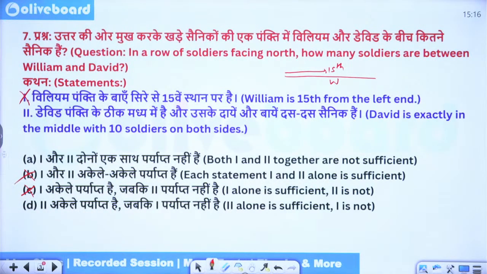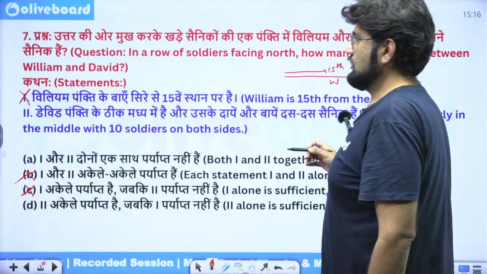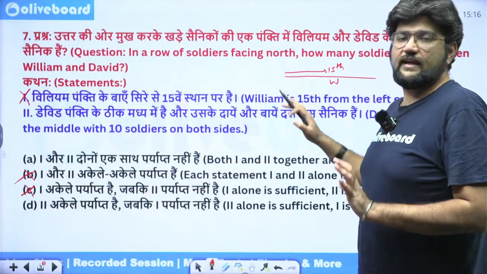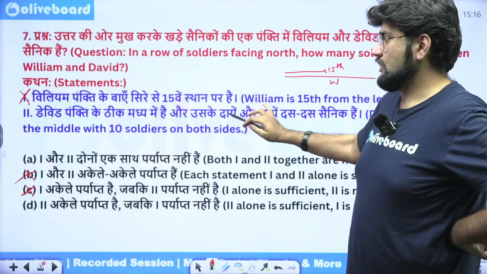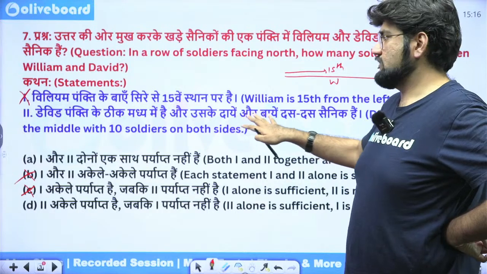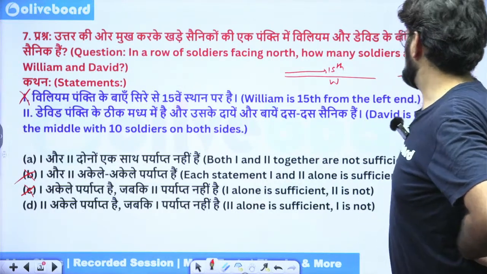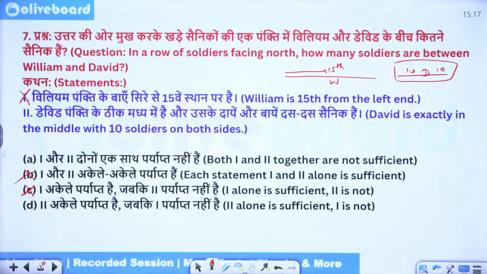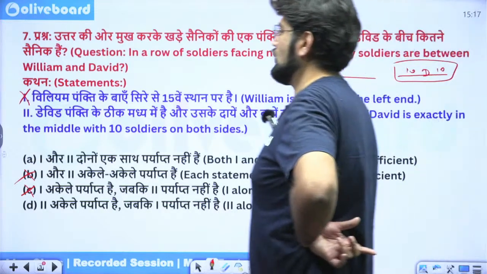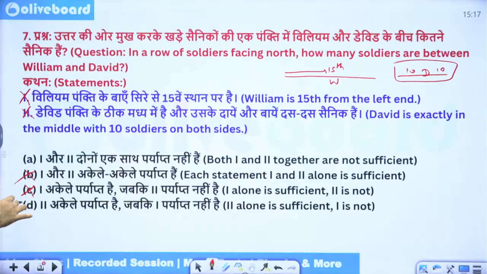So now check for 2. David is exactly in the middle with 10 soldiers on both sides. Now your answer is there in front of you. Just by reading this you will be able to understand that this is not talking about William at all. The second one is only saying David is exactly in the middle with 10 soldiers on both the sides. So we know that 21 people are there in this line. But how many are between William and David, we still can't figure it out. So 2 alone is also not sufficient.